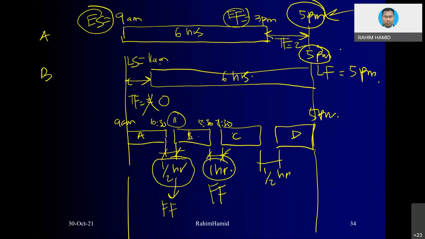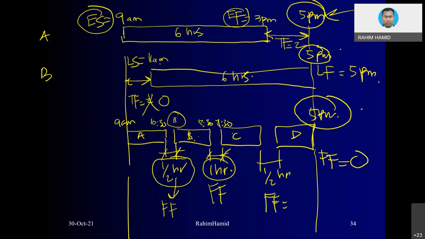In this case, if we are talking about B, the following activity will be C. If we are talking about C, then the following activity will be D. So C basically has free float of half an hour. But how about D? Well, D doesn't have any free float. Free float is equivalent to zero because it has already encroached into what we call the time frame of allowable activities.